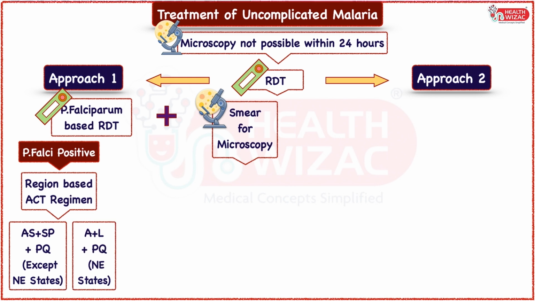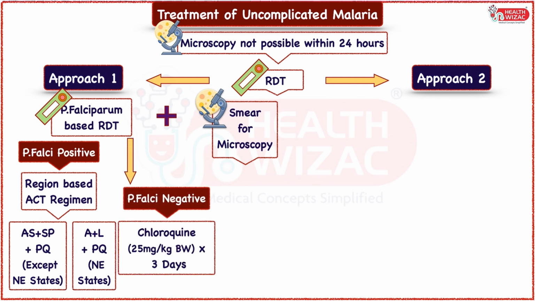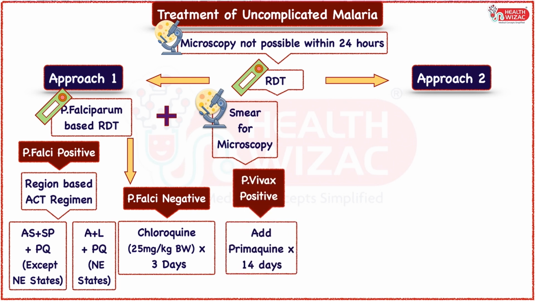On the other hand, if the rapid diagnostic test for P. falciparum is negative, then in suspected cases of malaria, chloroquine should be started in a dose of 25 mg per kg body weight for 3 days until the microscopy results are awaited. If the microscopy confirms P. vivax, then along with the chloroquine, primaquine is to be given for 14 days. On the other hand, if the microscopy is suggestive of P. falciparum positive, then the region-based ACT regimen is to be given in full dose.